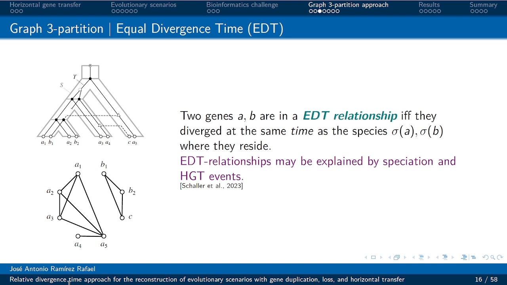So then we connect A1 and A2. Another example, maybe A5 and A1. They also diverged at the same time as the speciation. So they are here, A5 and A1 are connected. So this is one part of the graph tripartition, which is called equal divergence time.